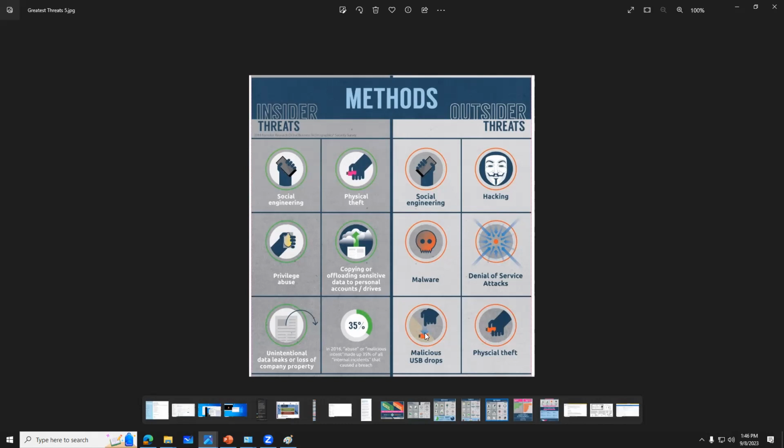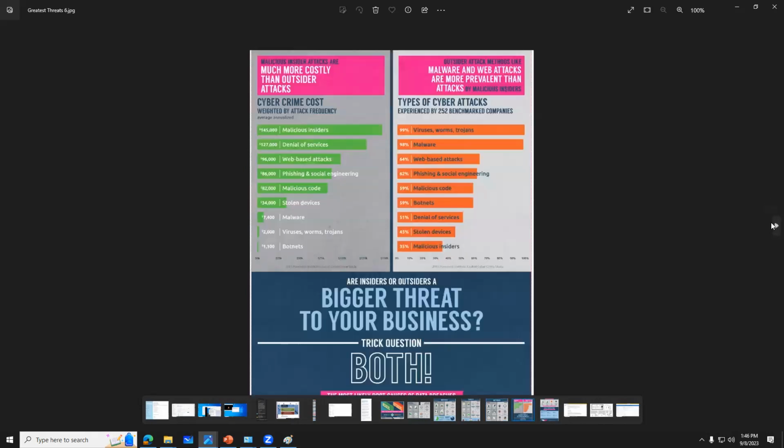Or you have one of these and you just lose it and it's loaded with data. That's physical theft, right? So somebody sees it and they take it. Malicious insiders. Look at the cost of malicious insiders. So these are hateful people that work in your own environment. They're the greatest cause of problems in terms of cost.